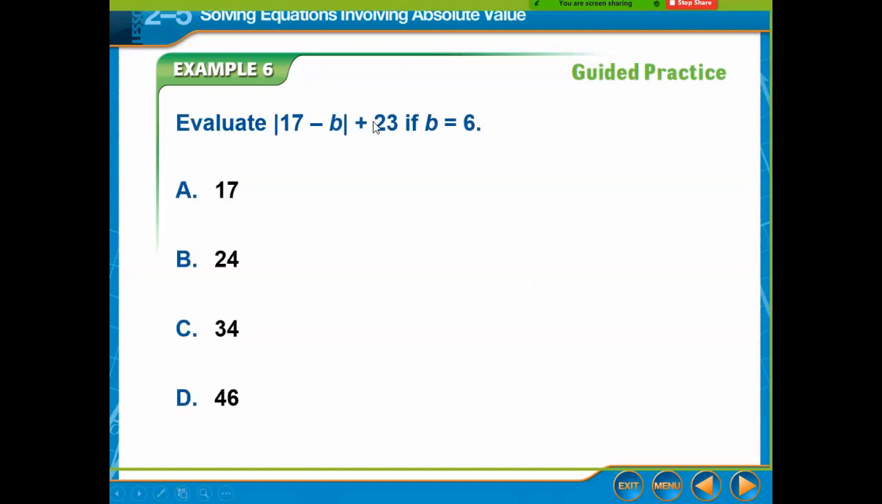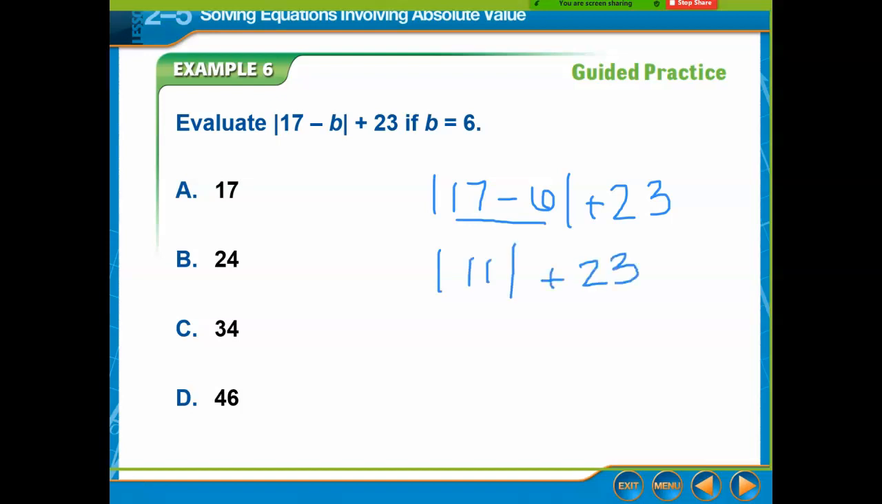Okay? So let's look at this example here. It is a multiple choice, but we tell you guys all the time, multiple choice doesn't mean don't show your work. So you would want to show me absolute value 17 minus 6 plus 23. You always combine what's in the absolute value first. Then you can take your absolute value, and we get 34.